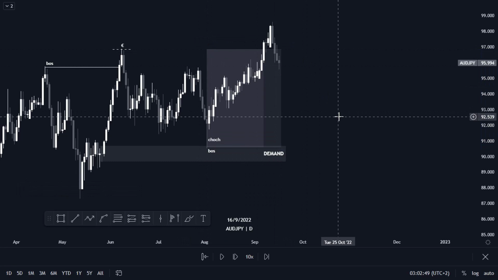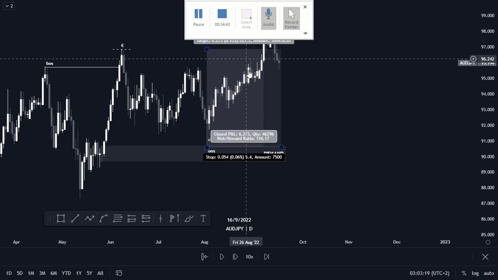Okay, and that's how, ladies and gentlemen, that's how you go about managing your risk. And that's how you pass your prop accounts and get high RR trades. Okay, so that's all for today.